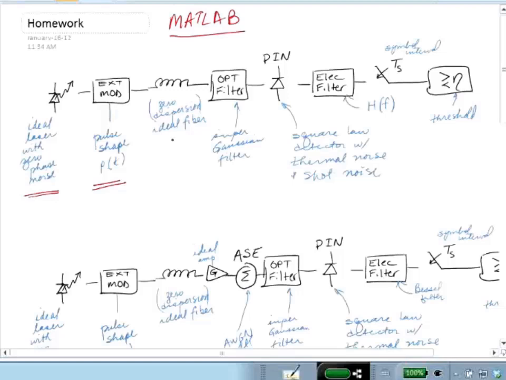We have an ideal fiber. Again, it's just zero dispersion. It simply introduces attenuation. Then we have an optical filter. For the optical filter, the shape that we've selected is a super Gaussian filter. Again, the code is provided for you there, and we'll be specifying what the optical bandwidth is. We'll be varying that in the homework. The PIN diode is implemented as a square law detector with thermal noise and shot noise added.